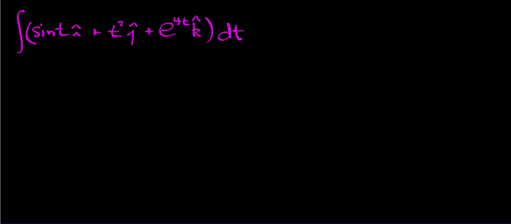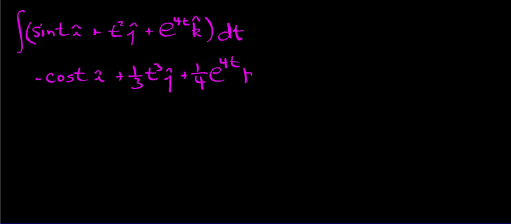Well, remember, you think of these vector valued functions as a package of functions. And here you've got one integral, but really you're needing to integrate three things: the sine t function, the t squared function, the e to the 4t function. So let's do that. Here we've got negative cosine t i. Okay. Then we've got 1/3 t cubed j, and then 1/4 e to the 4t k.